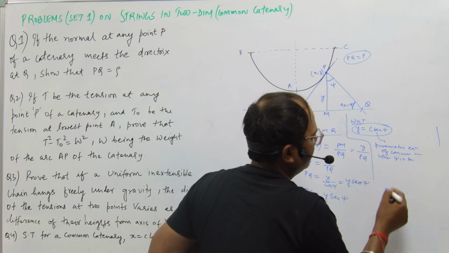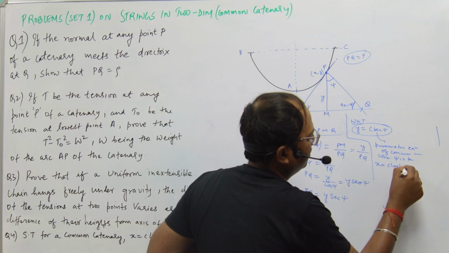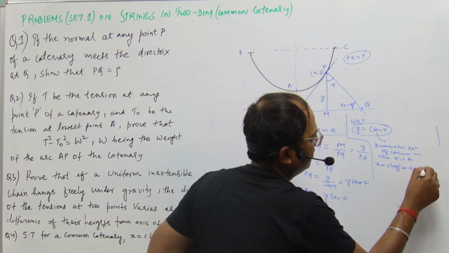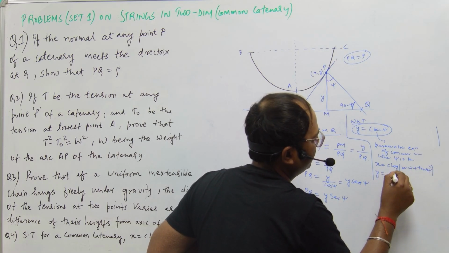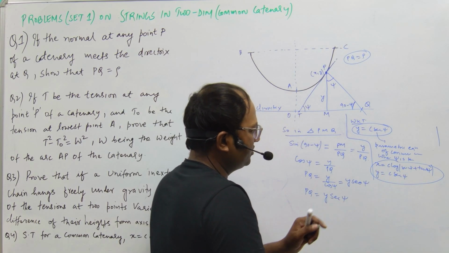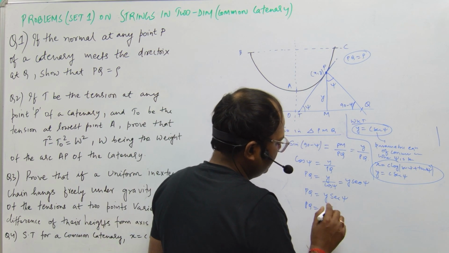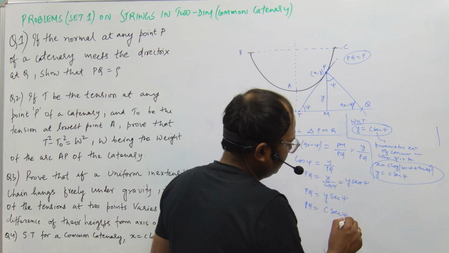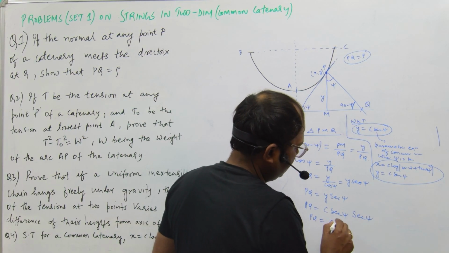That is, the parametric equations are x is equal to c log(sec psi plus tan psi), and the second equation is y is equal to c sec psi. So these are the parametric equations. Let us place y is equal to c sec psi. So PQ is equal to c sec psi into sec psi. So PQ is equal to c sec square psi.